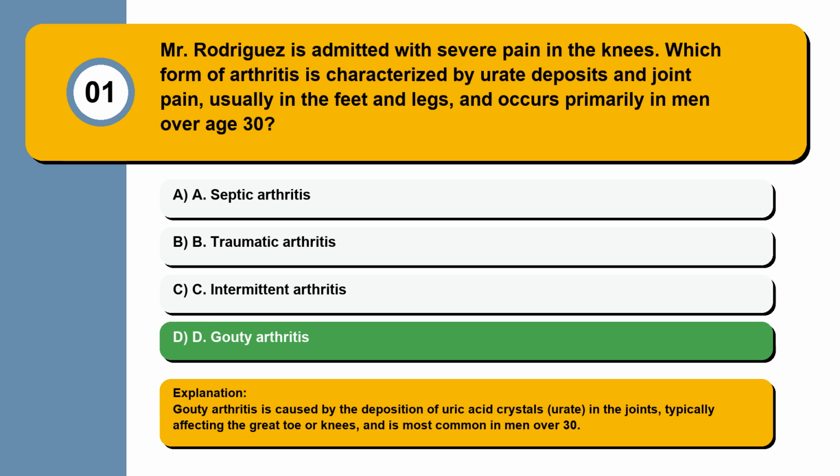Gouty arthritis is caused by the deposition of uric acid crystals, urate, in the joints, typically affecting the great toe or knees, and is most common in men over 30.